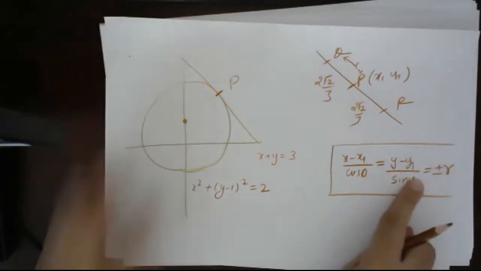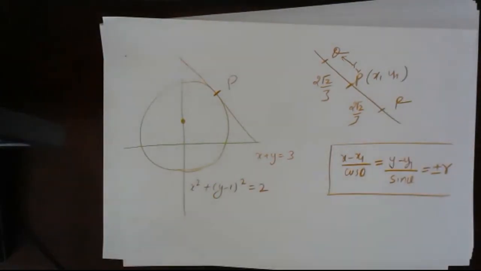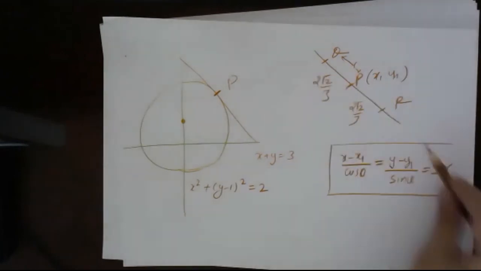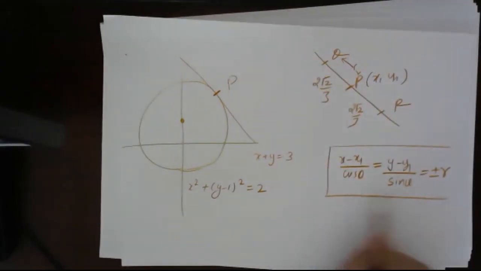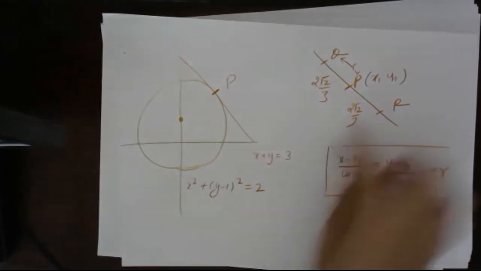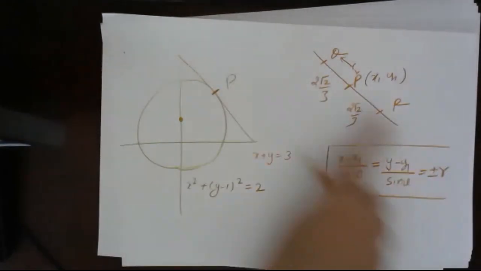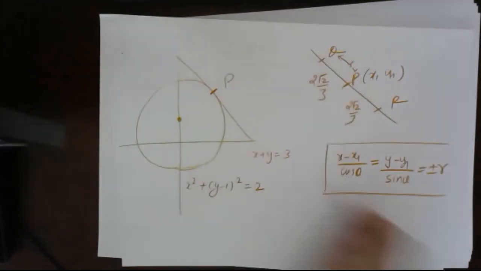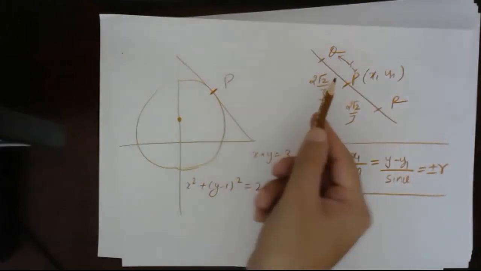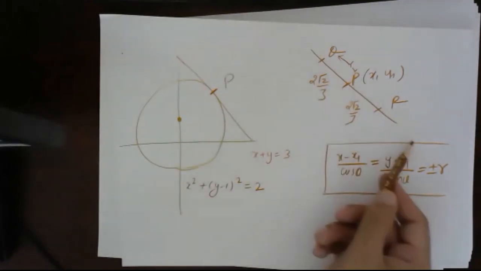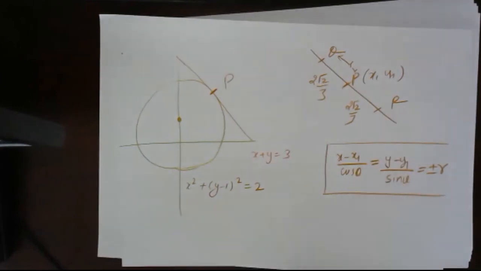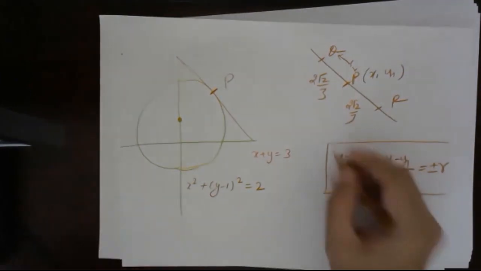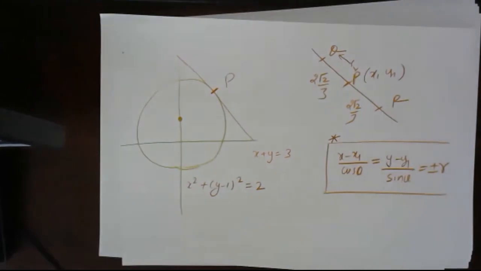Tell me if you remember this form or not. For any line, x minus x1 by cos theta and y minus y1 by sin theta is equal to plus or minus r, where r is the distance away from the point on the line. This r can be positive in this direction, and negative in the other direction, or vice versa, depending on the angle theta. Tell me if you remember this point or not. Say yes or no. Fast.